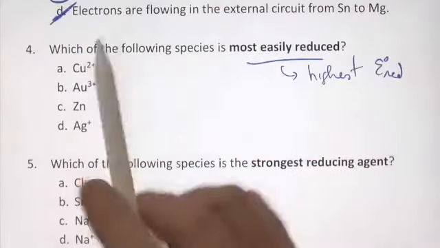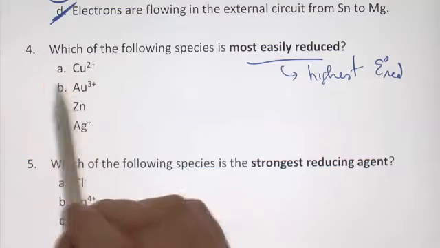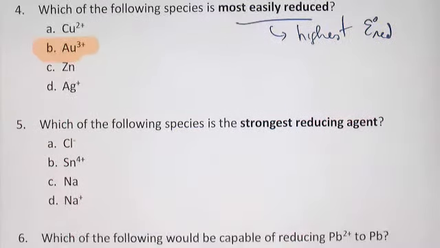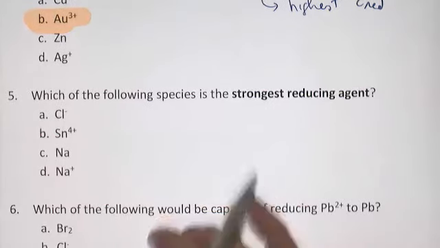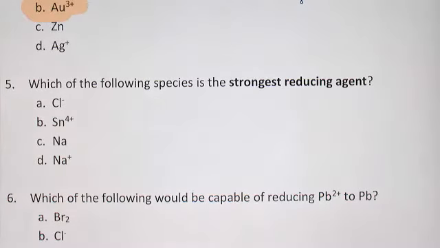It looks to me like gold 3 plus is the best answer, isn't it? Yes, the nearest to the top. Not just near the top, but near the top and on the left, isn't it? Yeah, it's the nearest to the top for the oxidizing agents. Okay. Which of the following is the strongest reducing agent?